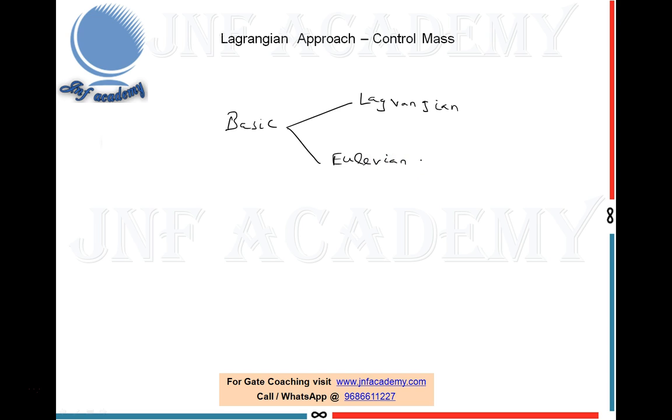If you ask me which is the right approach, both of them are right. It's not that one approach is wrong and one approach is right. No, both of them are correct. But we majorly use what? We majorly use the Eulerian approach, which is called the control volume approach. This Lagrangian approach is called the control mass approach. Eulerian approach is called control volume approach, and Lagrangian approach is called control mass approach.